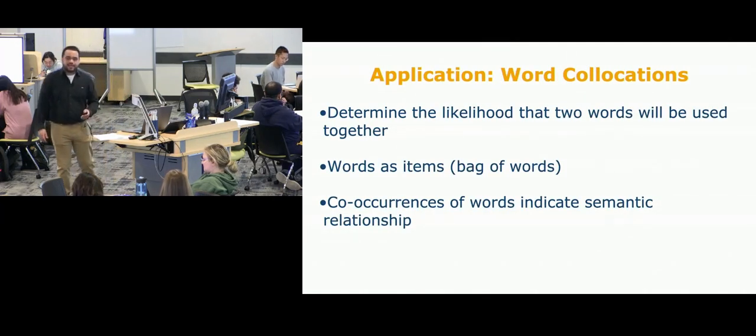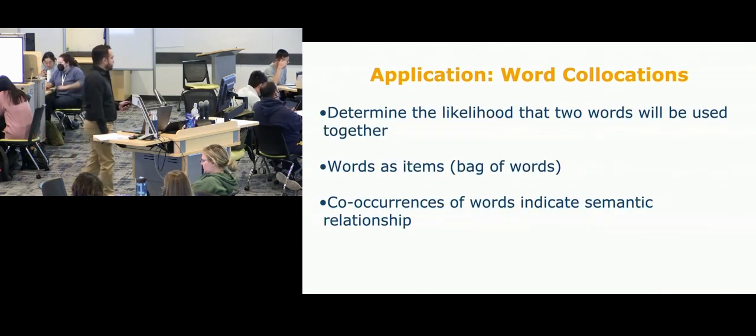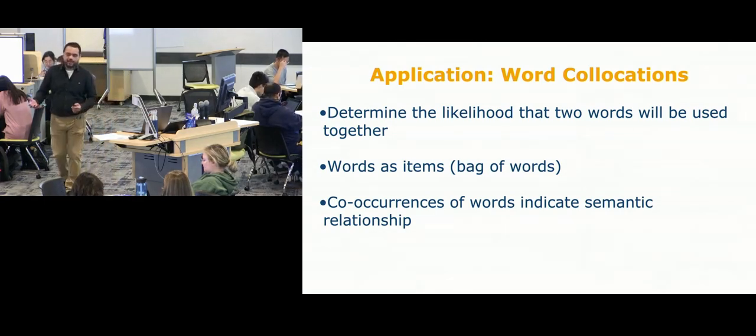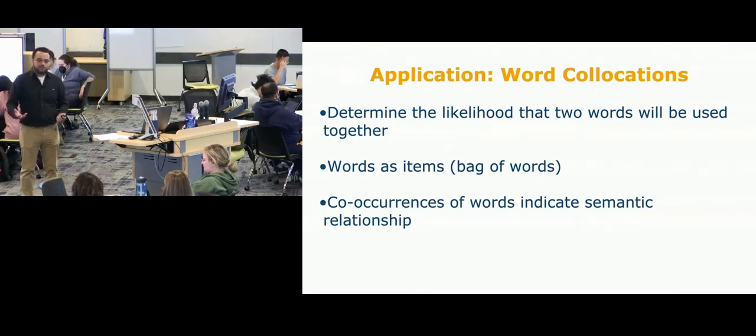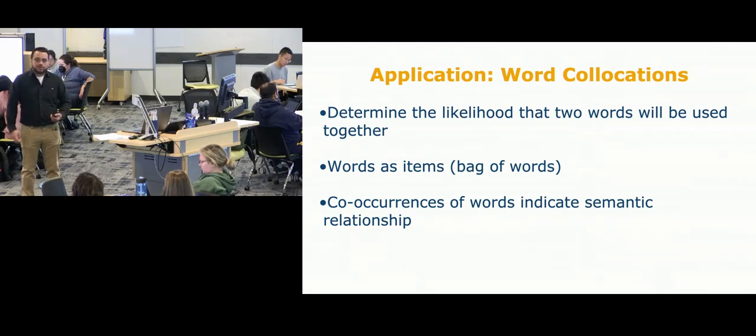Now, the reason that I covered mutual information is because it has been used a lot in other applications where there might be item sets. Especially in text mining or natural language processing, people have used mutual information a lot to learn word representations, right? As I said, for the text example, we consider words as items, or the bag of words, and co-occurrence of words indicates a semantic relationship.